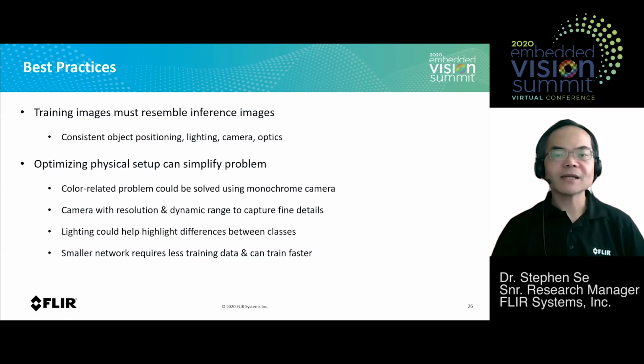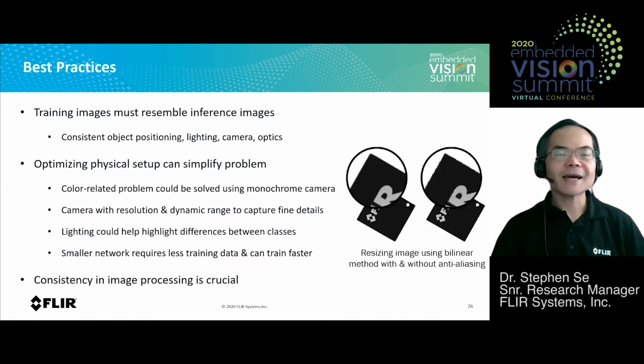For example, color-related problem could be solved by using monochrome camera. We can select cameras with sufficient resolution and dynamic range to capture the fine details. As shown earlier, lighting could help highlight differences between classes. The reduction of complexity allows the use of smaller network, requires less training data, and can train faster.